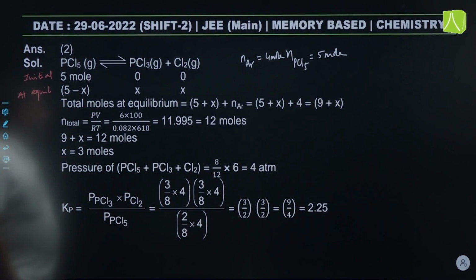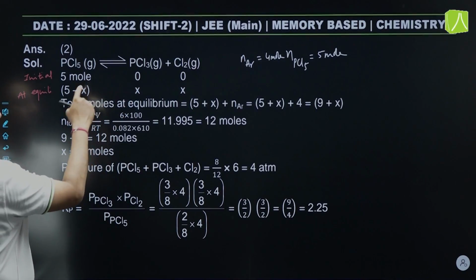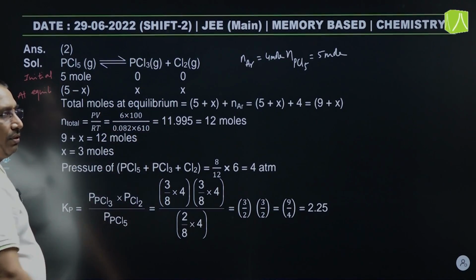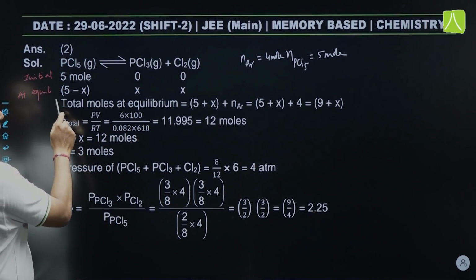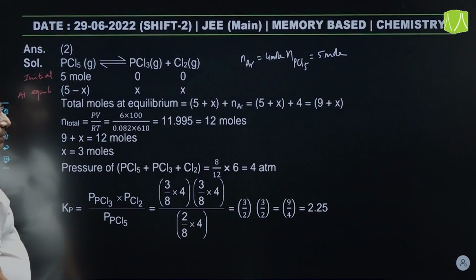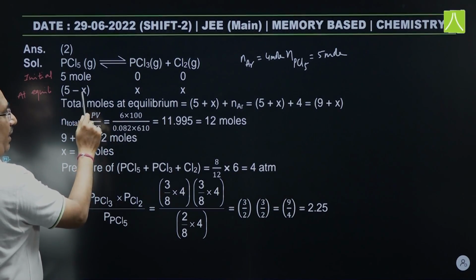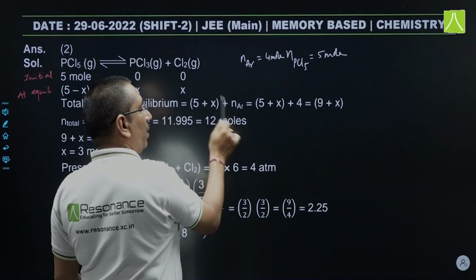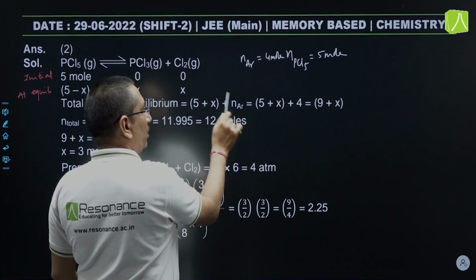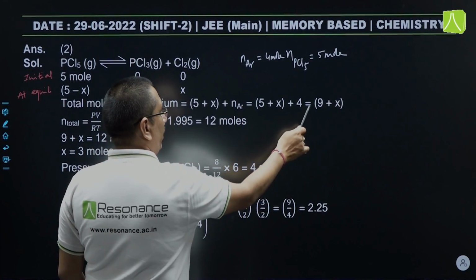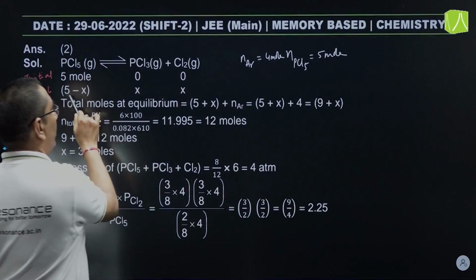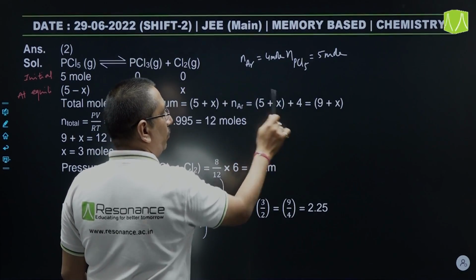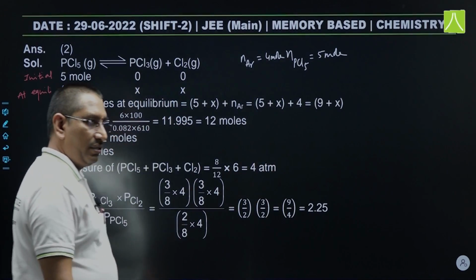x moles of PCl5 are dissociated. So, remaining are 5 minus x, and x moles of PCl3 and x moles of Cl2 are formed. Now, the total moles at equilibrium we are calculating. So, the total moles are 5 minus x, x and x, and again the number of moles of argon. These are the total moles at equilibrium. This will be equal to 5 minus x plus x plus x, that is 5 plus x, plus 4, that is argon moles. Now, this will be equal to 9 plus x.